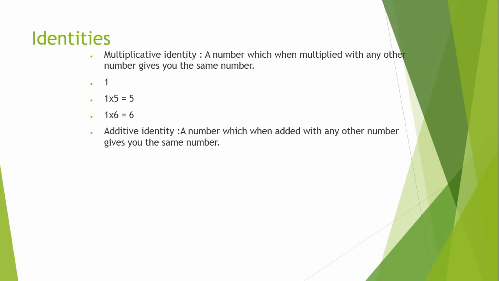Now let's talk about the additive identity. A number which, when added with any other number, gives you the same number is known as an additive identity. Do you know what the additive identity is? Yep, it's 0. 0 added to any other number gives you that number again. 0 plus 1 equals 1, and that's it.